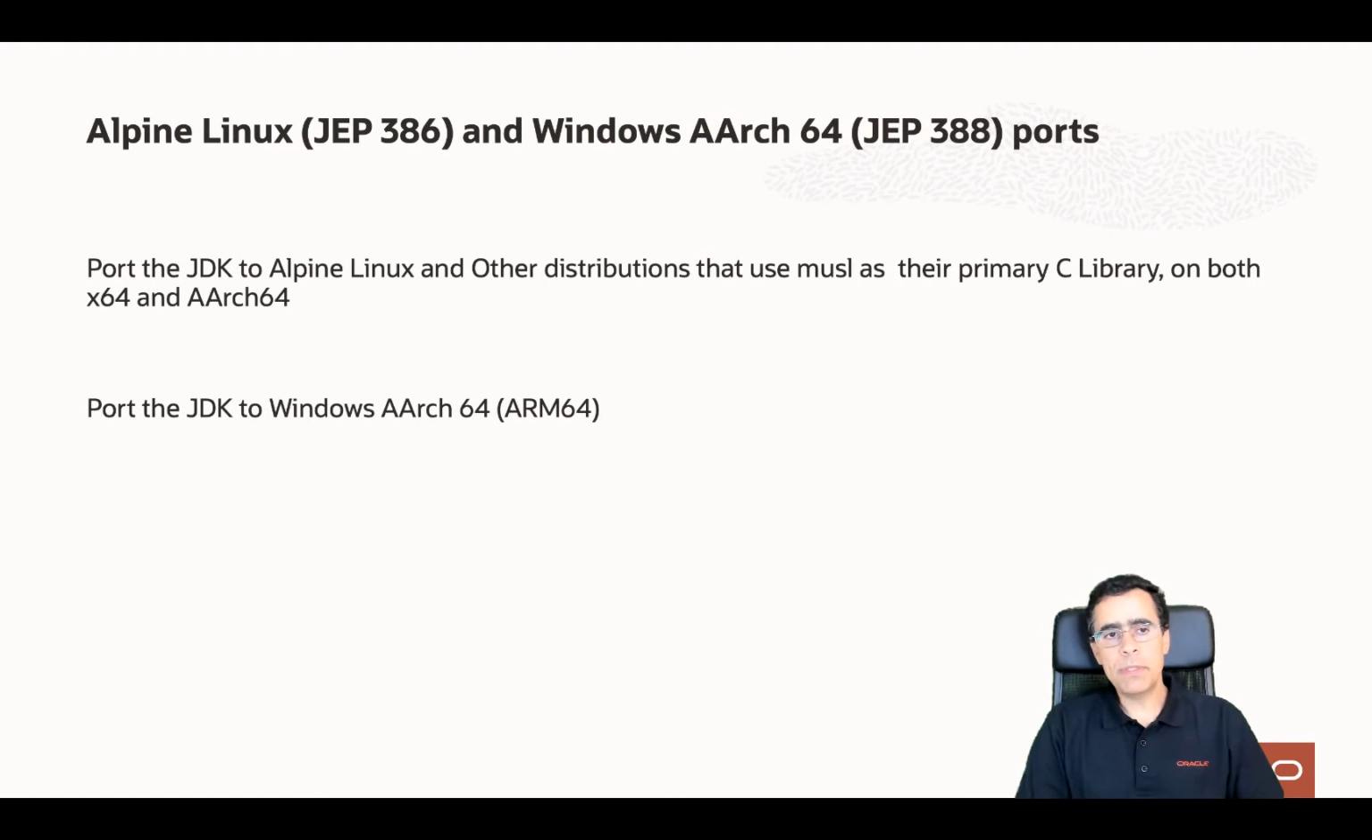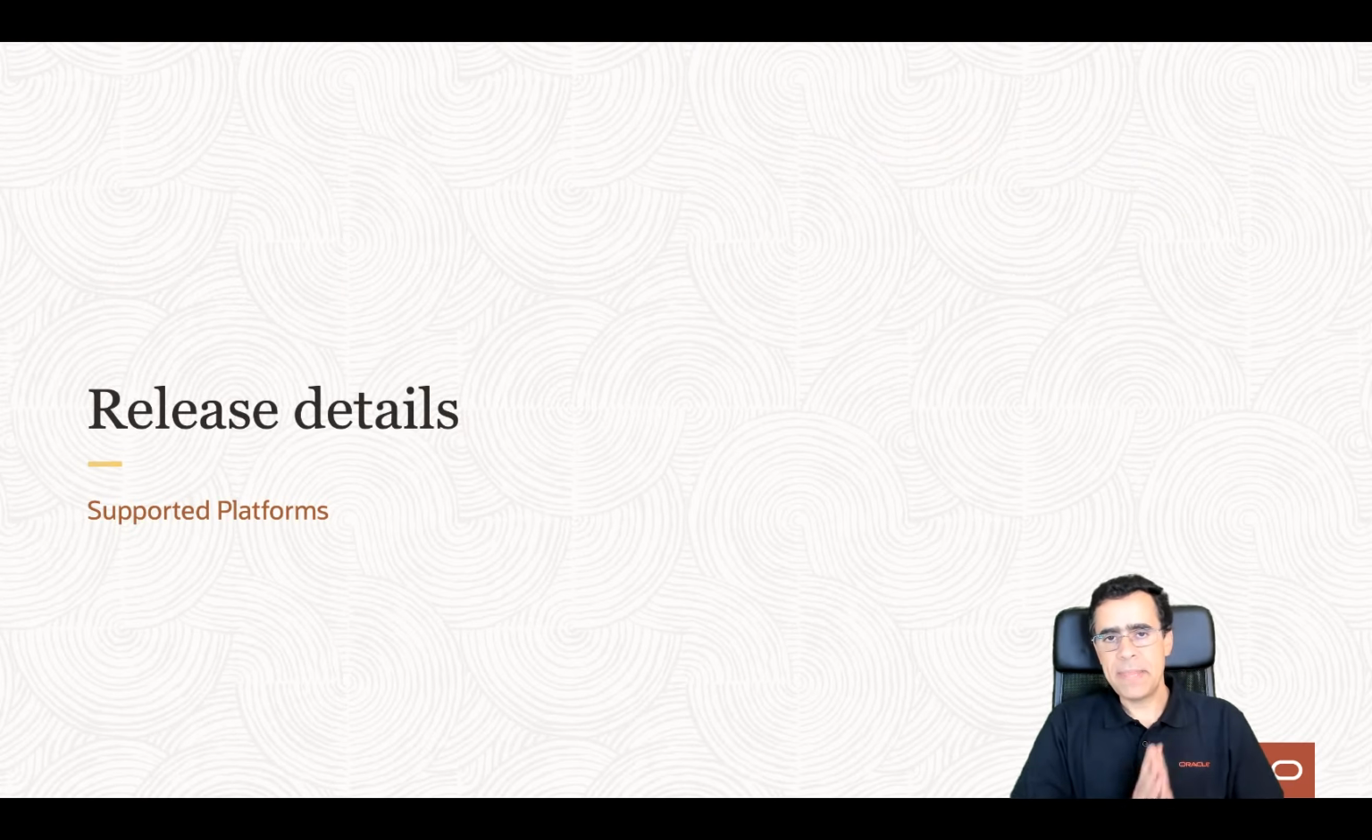The final two JEPs are about integrating two ports, Alpine Linux and Windows on ARM, to the JDK mainline repository. Although Oracle is not yet making builds for these ports available outside of early access builds for Alpine Linux, the integration of these two ports in the mainline will make it easier for us to do so in the future. And that's it for the JEPs.